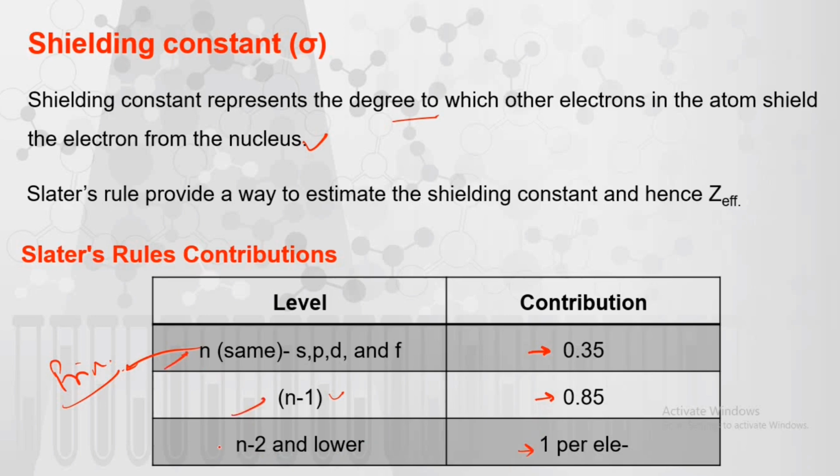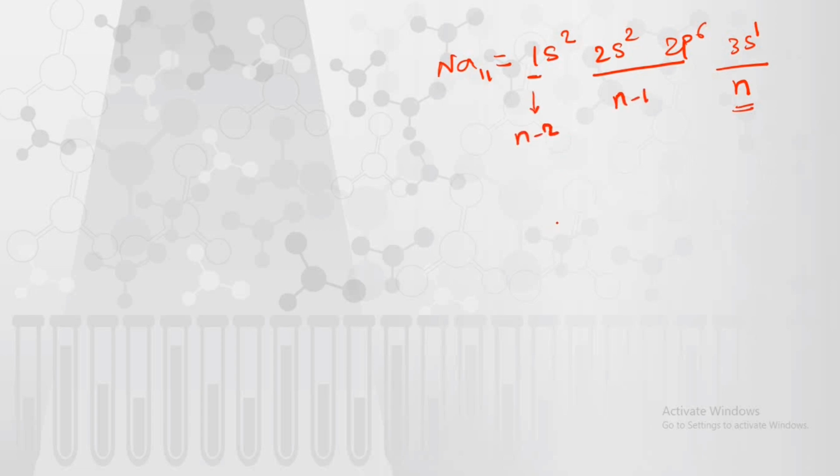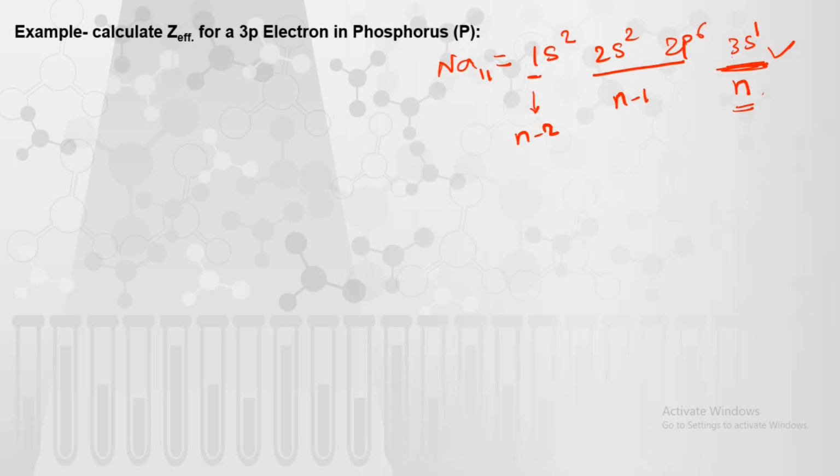Now what is this n minus 1 and n minus 2? We will see that in the example. Suppose sodium. The atomic number of sodium is 11. If I write the electronic configuration, 1s2, 2s2, 2p6, 3s1. Now this is the n shell, in which the last electron is placed. This is the n minus 1 shell, and this is the n minus 2 shell. So if I want to calculate the Z effective for this 3s1, the n value is 3. Understand?